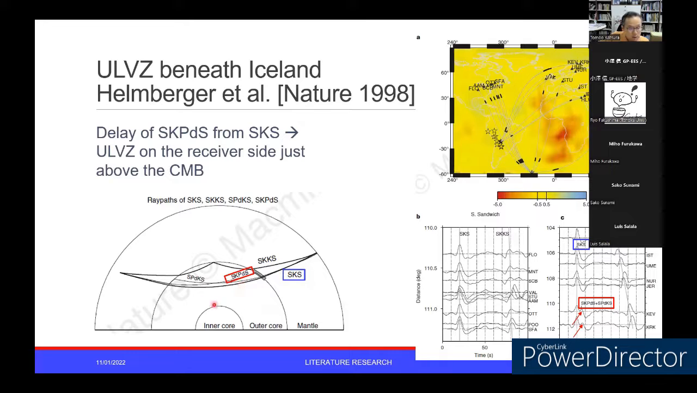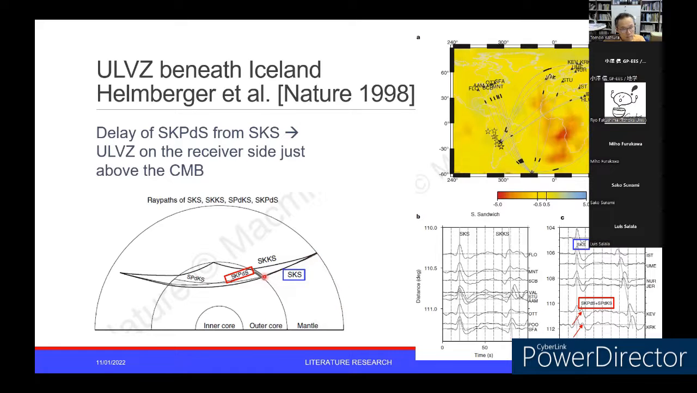SKPDS is a bit complicated, but first propagates in the mantle as S-wave, converted to P-wave on the core mantle boundary, referred to as K, and reaches the core mantle boundary on the other side, and converted to P-wave, and this P-wave is diffracted and goes along the core mantle boundary of the low velocity zone, and at the end of the low velocity zone, it is diffracted and converted to S wave and propagated to the observatory.